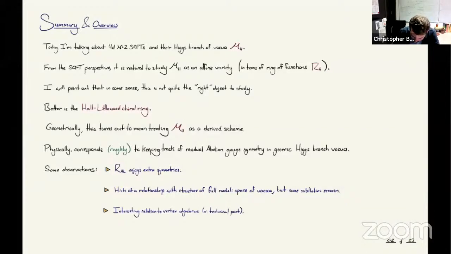And although I won't return to this at any level of detail, an underlying motivation for this story is that there's an interesting relationship between these Hall-Littlewood Chiral rings and the vertex operator algebras that are associated to four-dimensional N=2 SCFTs, which has been another subject that I've worked on quite a bit. Okay, so that's the narrative, in case you don't want to pay attention to any of the details.